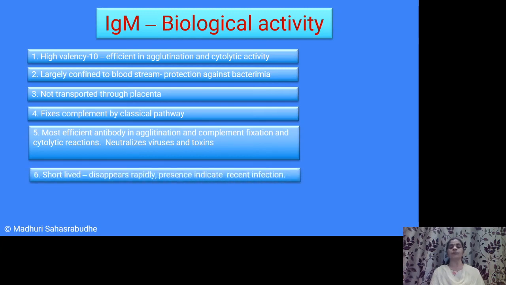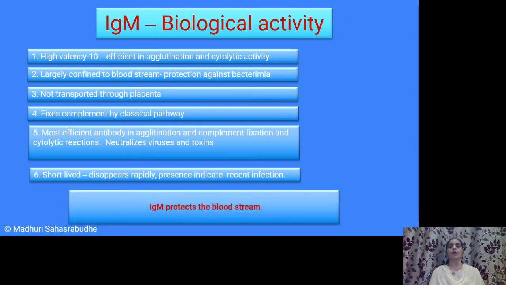It is short-lived. It disappears rapidly, and therefore the presence of this immunoglobulin always indicates a recent infection. Whenever anyone suffers from an infection, if you look at the IgM count and it is increased, then we can come to know that the person is suffering from a recent infection. The overall function of IgM is that it protects the bloodstream. So IgG is protecting the body fluids, IgA is protecting the secretions, IgM is protecting the bloodstream, right?